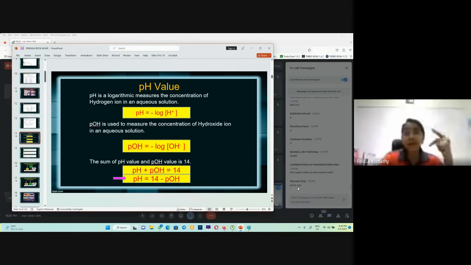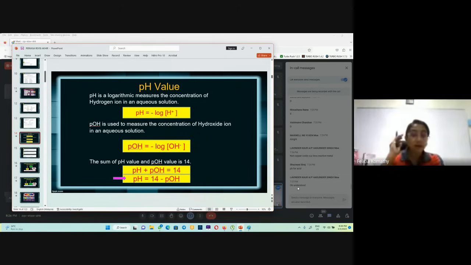When you have the option of an alkali reacting with acid and another option of a less reactive metal reacting with acid, the best choice will be alkali with acid. Get it? So I didn't say copper oxide cannot react with acid. It will react. But when you go for the best choice, we look for the definite reaction that can happen. Okay. So now we go for pH and pOH.